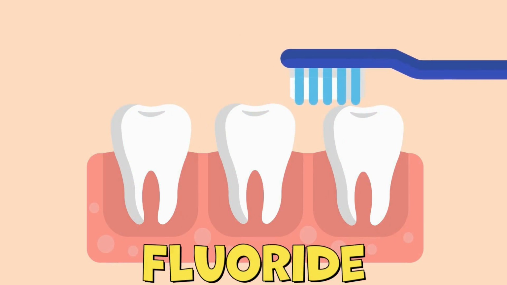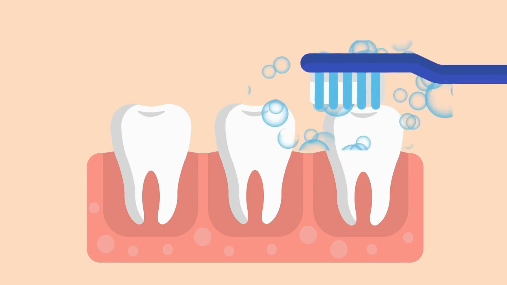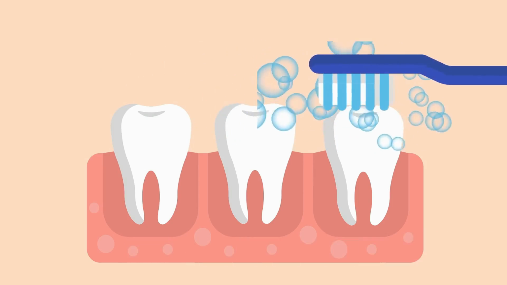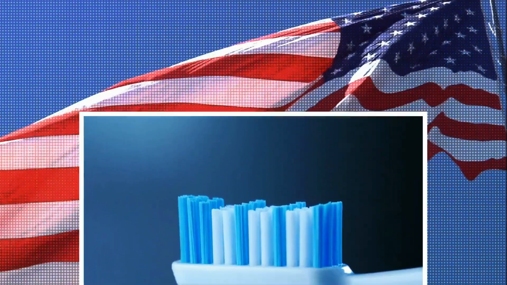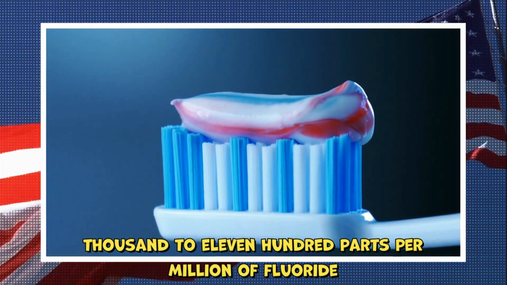Fluoride, another key player, not only prevents cavities, but is also believed to contribute to the formation of dental enamel. In the United States, toothpaste usually contains around 1,000 to 1,100 parts per million of fluoride.